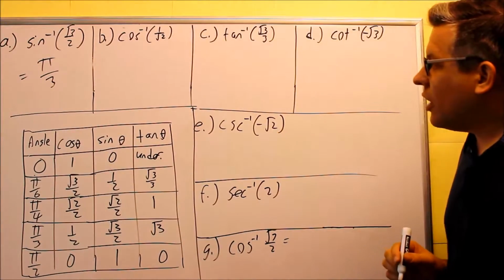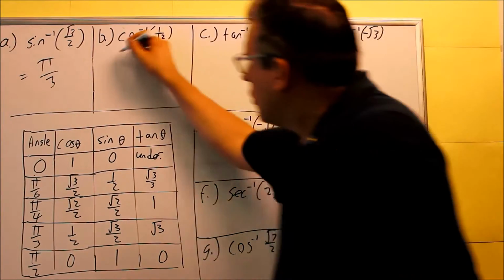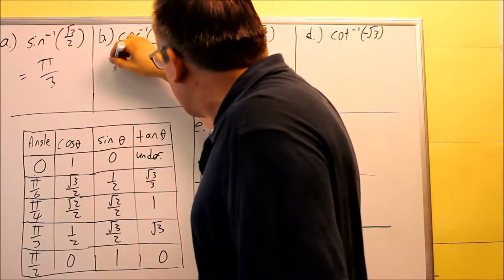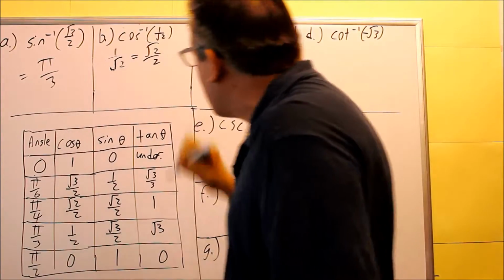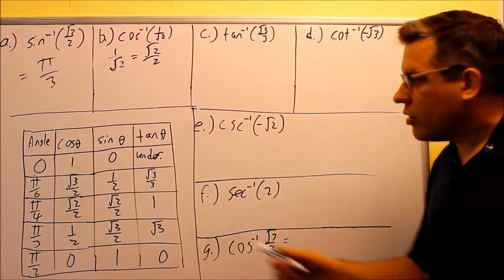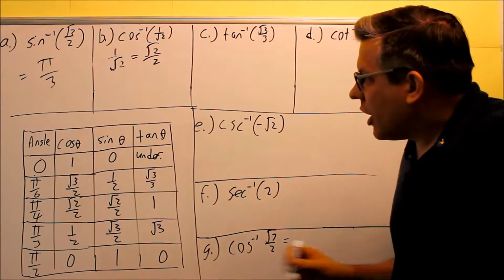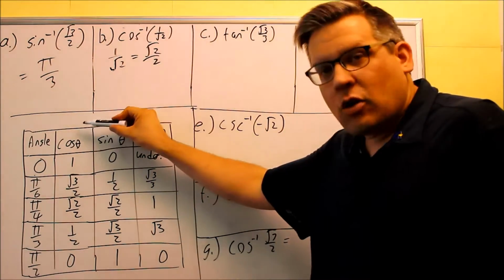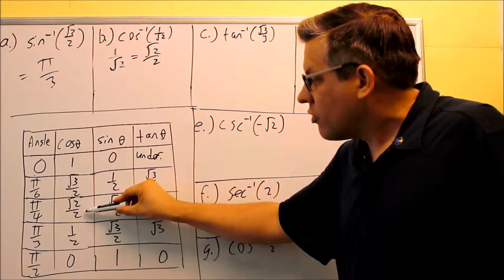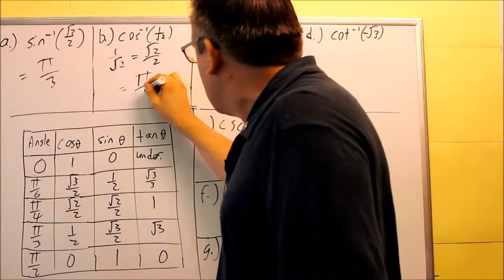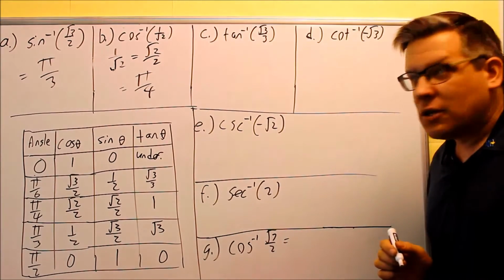Next, we have inverse cosine 1 over square root of 2. Remember that you can rationalize this, and you want to rationalize this one first because we don't have 1 over root 2 on our table here. So square root of 2 over 2 is the value we want to look at. Inverse cosine means we're going to look at the cosine column until we reach root 2 over 2. The angle with that is pi over 4. Okay, so that's the answer for B.